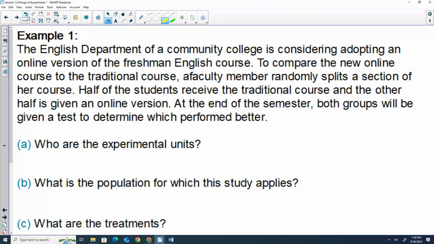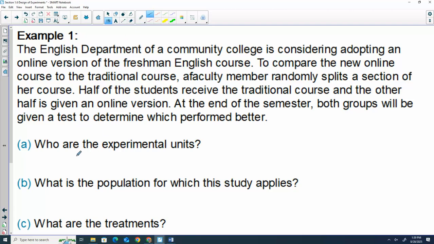All right, the English department of a community college is considering adopting an online version of the freshman English course. To compare the new online course to the traditional course, a faculty member randomly splits a section of her course. Half the students receive the traditional, the other half is given an online version. At the end of the semester, both groups will be given a test to determine which performed better.